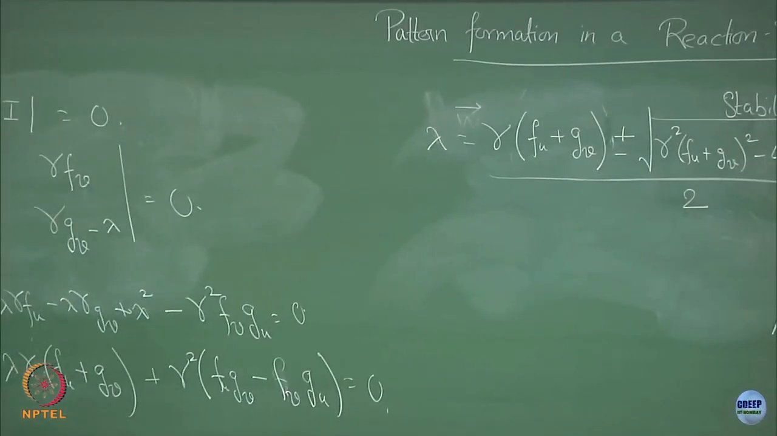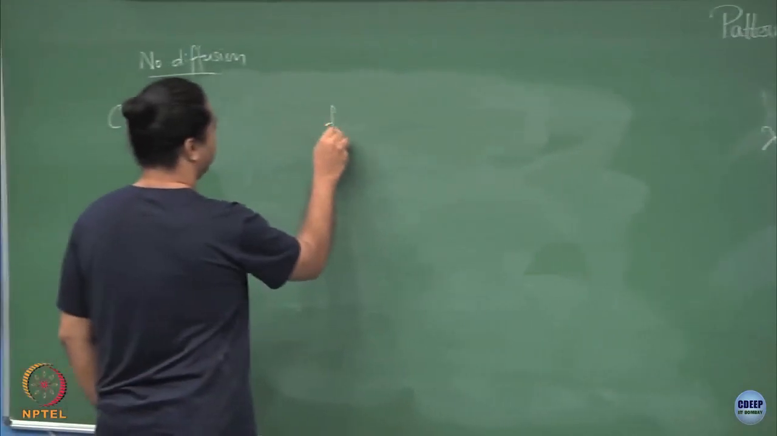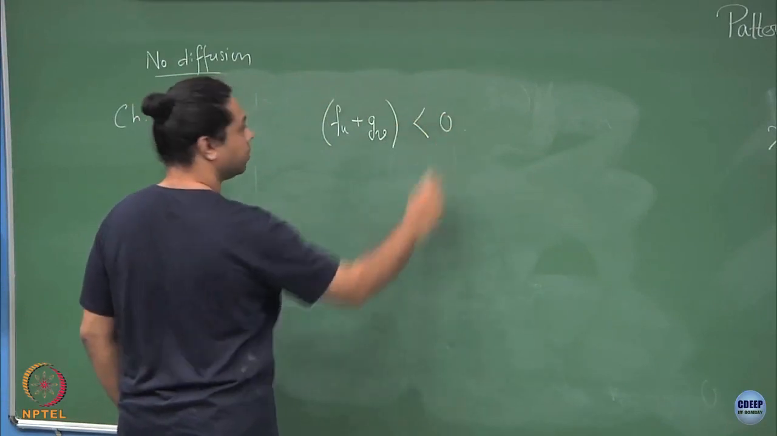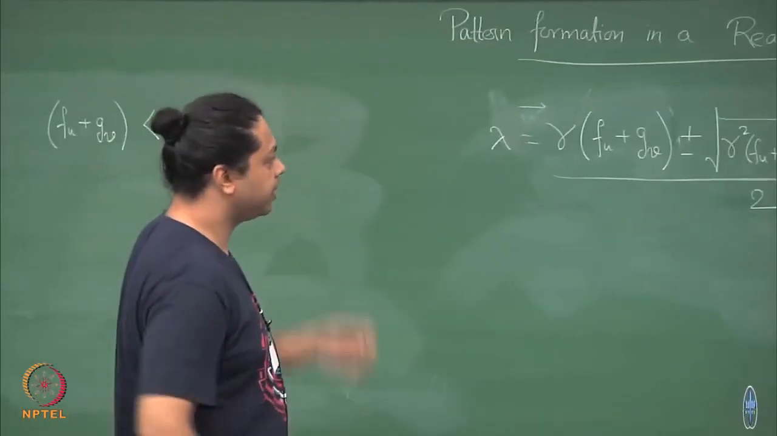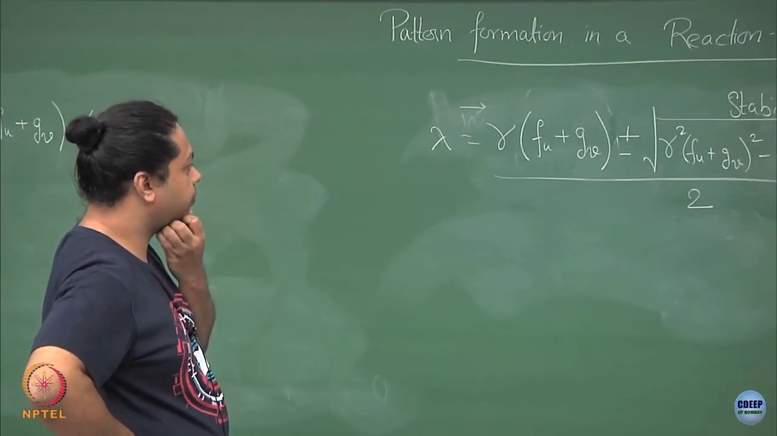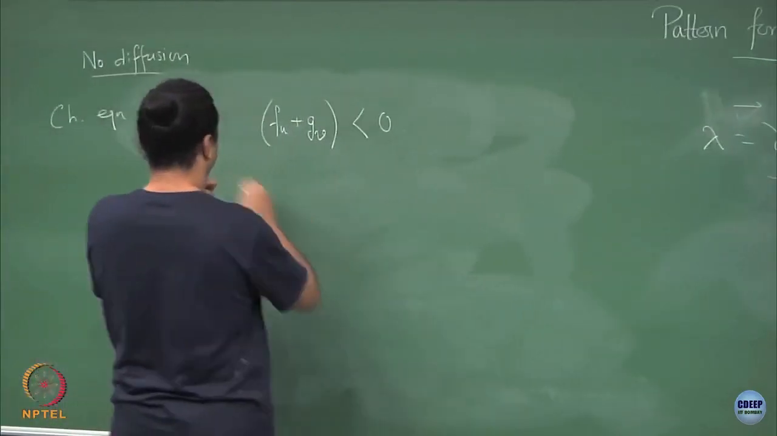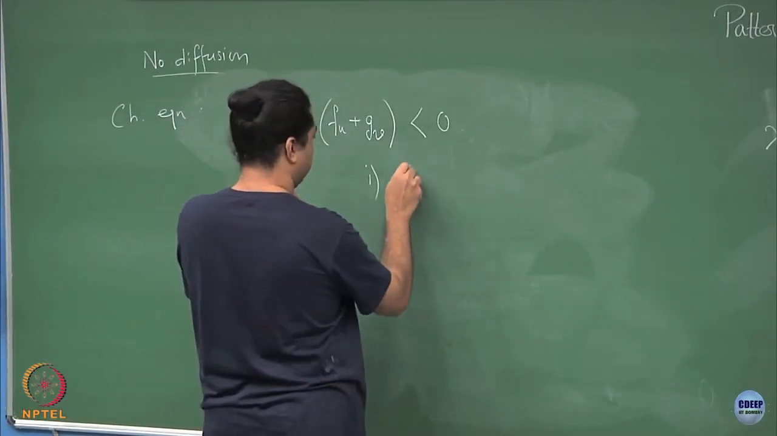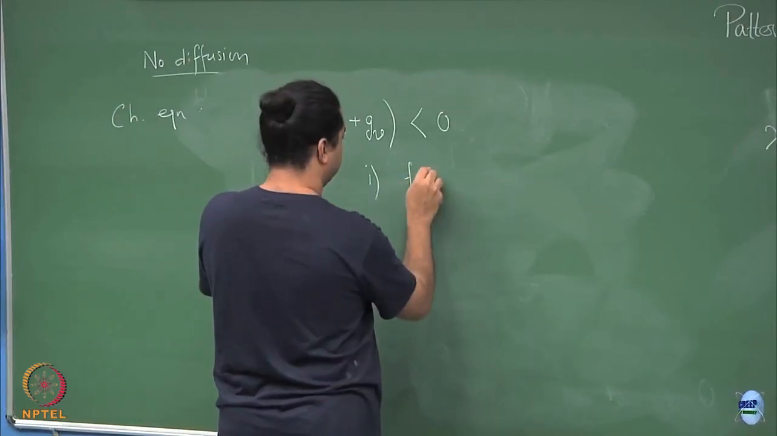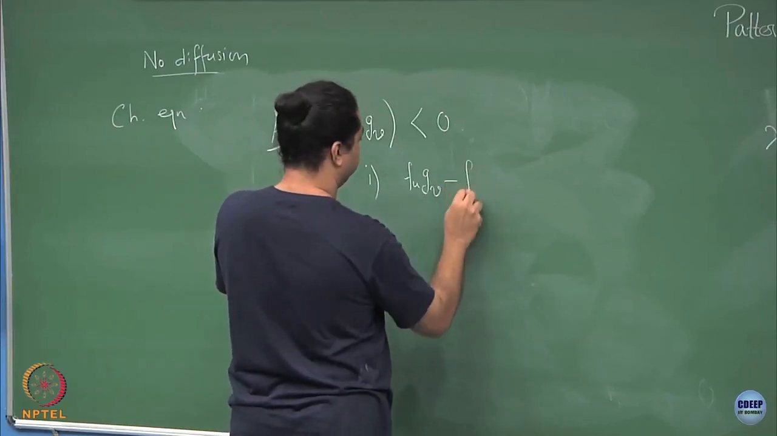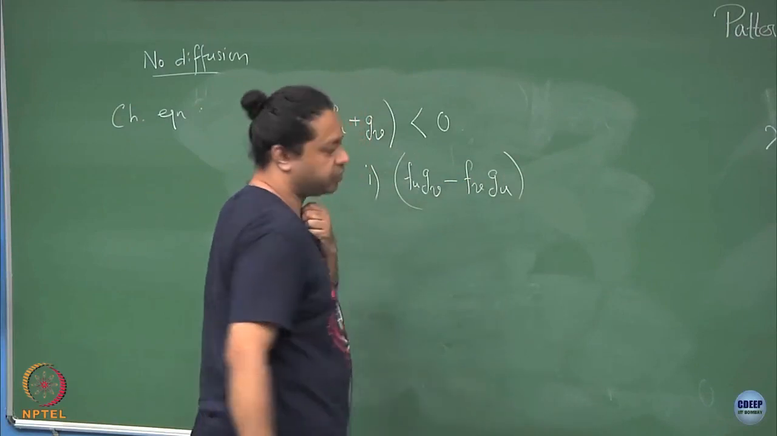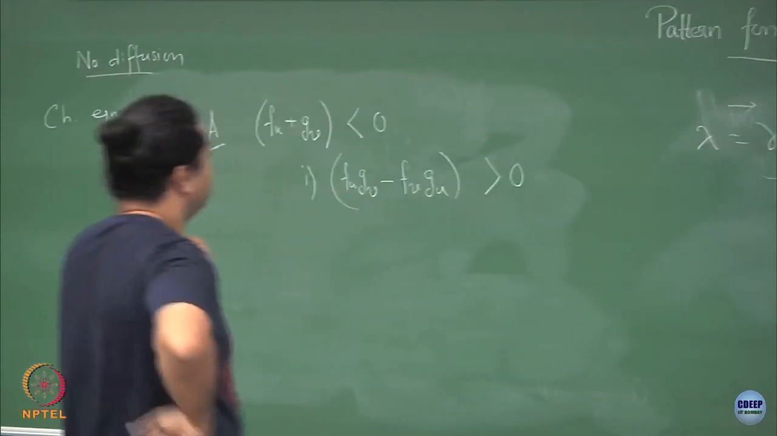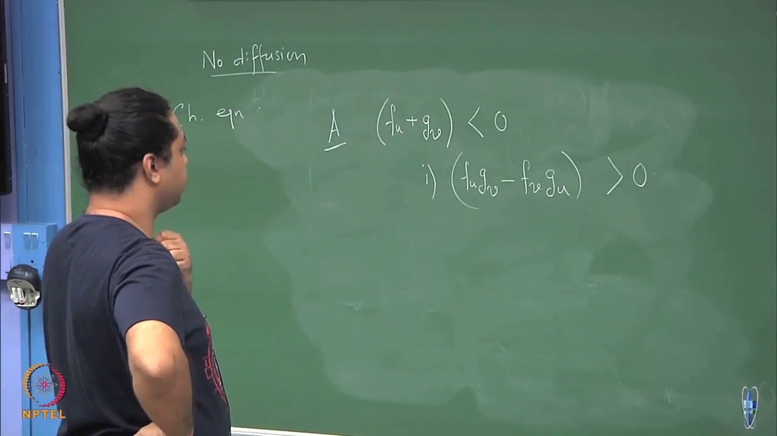So, that is my lambda. Let me say that if f_u plus g_v, this quantity, was less than 0, so let us say this is case A, and then let me say that f_u g_v minus f_v g_u was greater than 0.